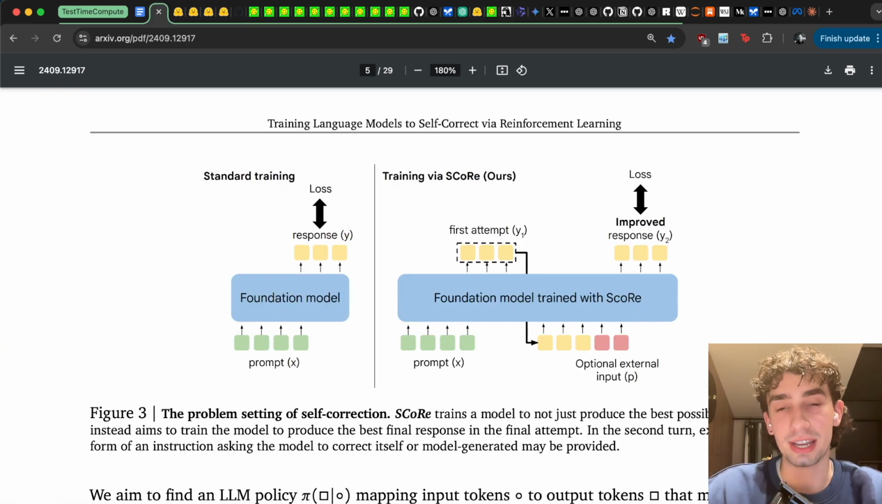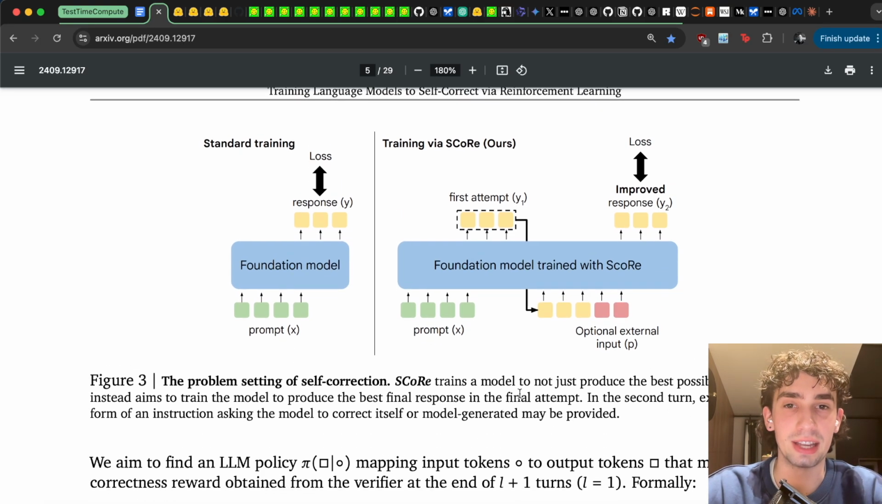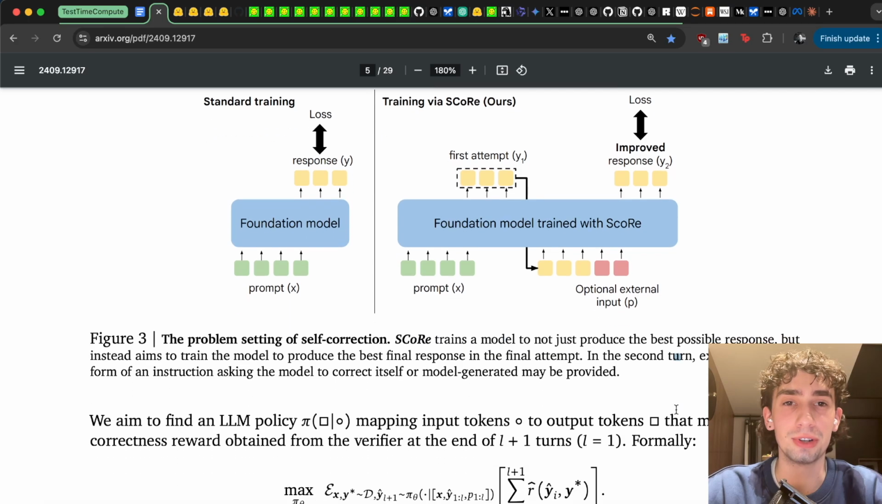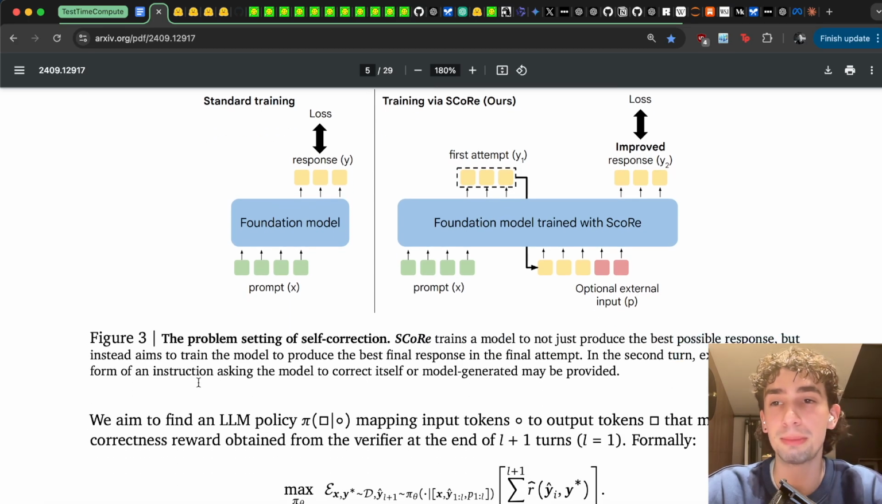And the issue here that they are fixing with multi-step reinforcement learning that I noted a few sentences back is that the real shift here is that we're not actually fine-tuning the model for better accuracy or correctness per se, or being more right. We're fine-tuning it to be more correct in a process, or learn how to do this process. They've noted that here as saying that SCoRe trains a model to not just produce the best possible response, but instead aims to train a model to produce the best final response in the final attempt.